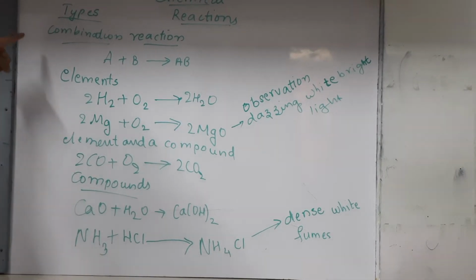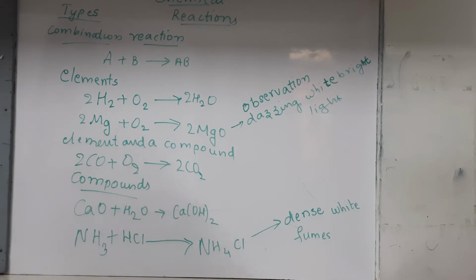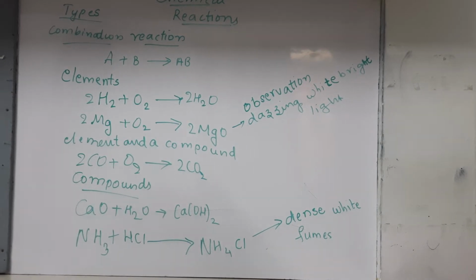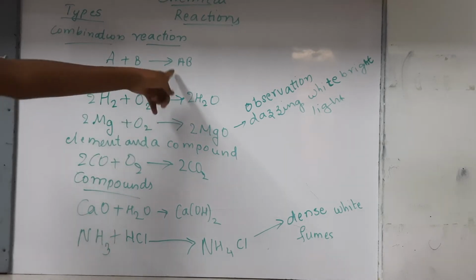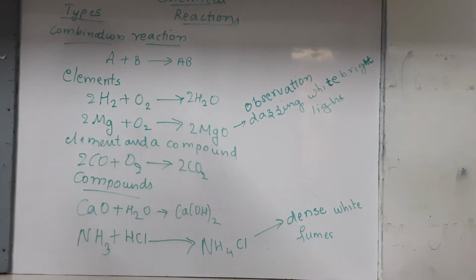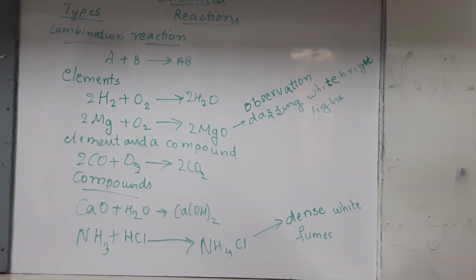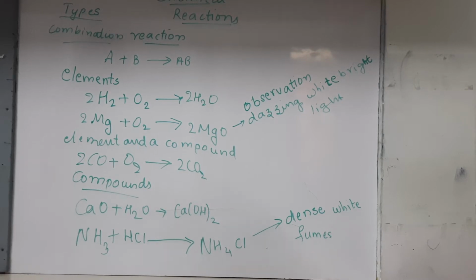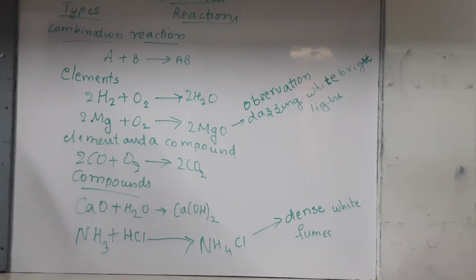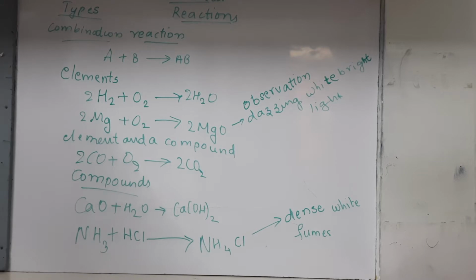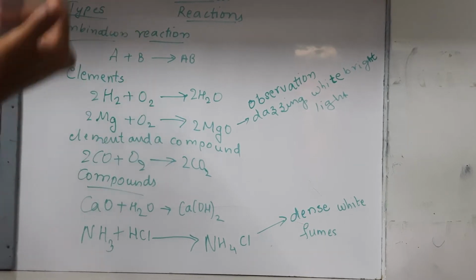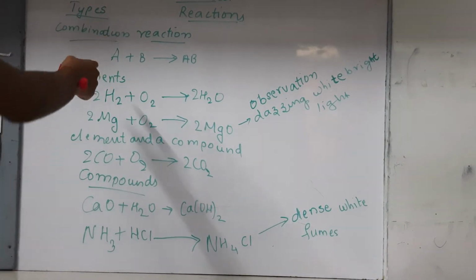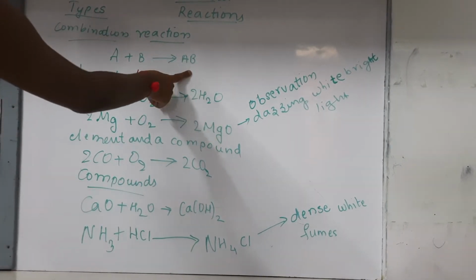The first type of reaction is a combination reaction. What do you mean by combination reaction? I have represented it as A plus B gives AB. There may be many reactants, but it should be a single product. So a combination reaction is a chemical reaction in which two or more substances react to form a single product.